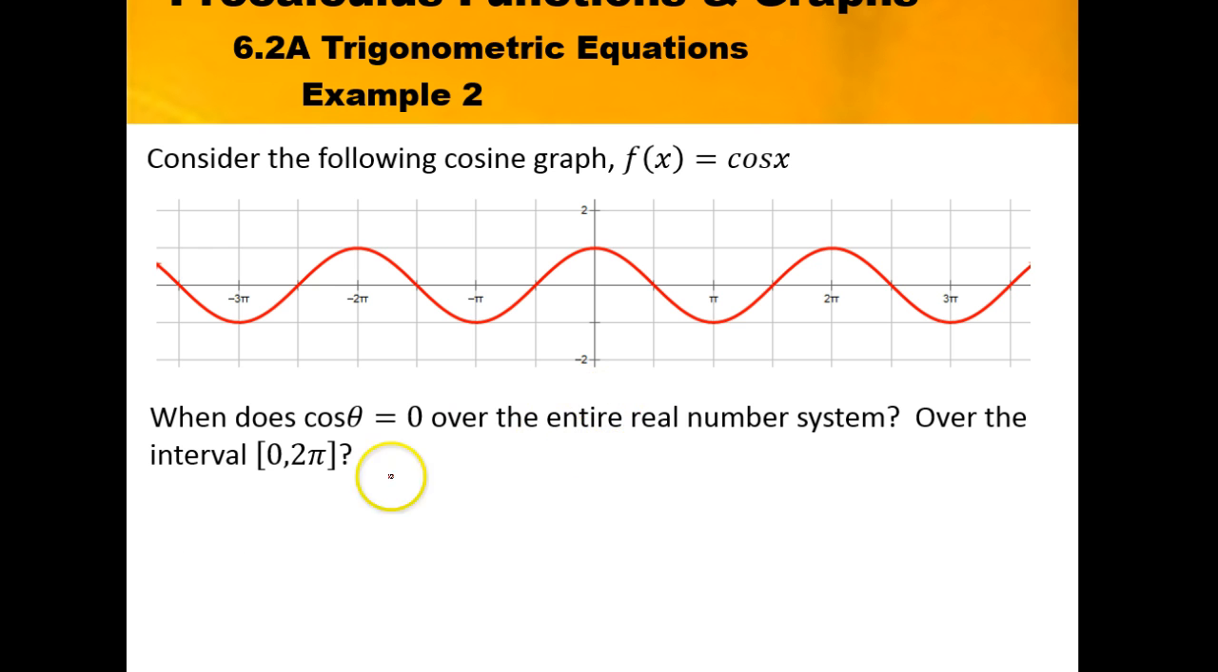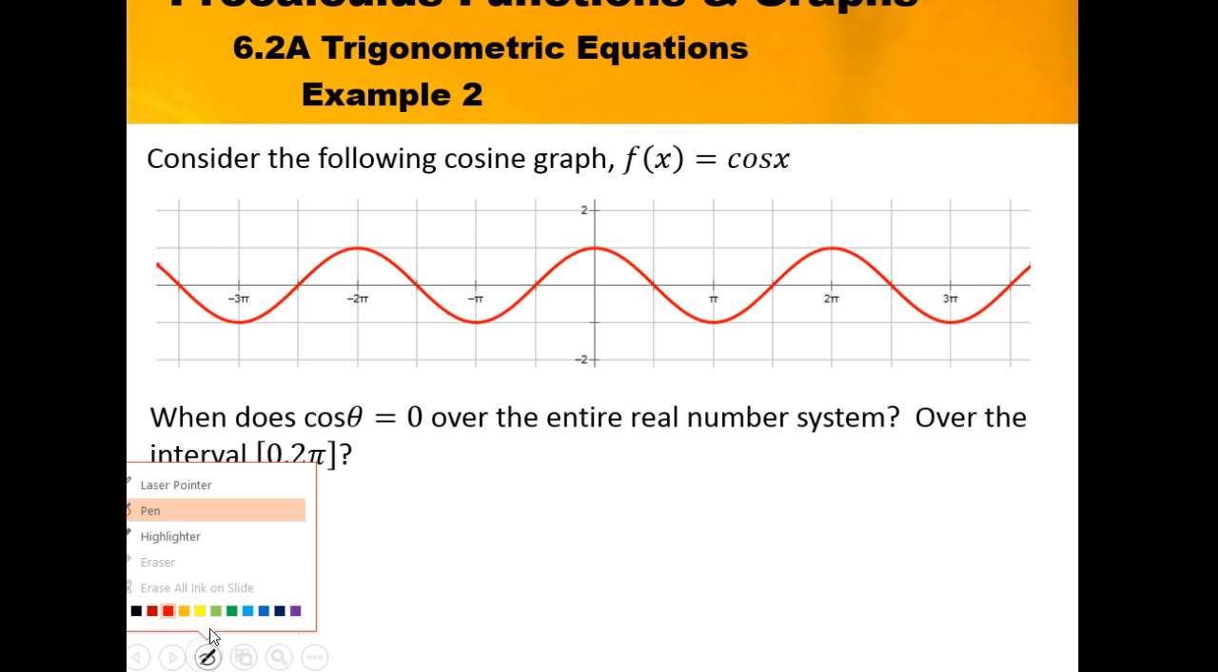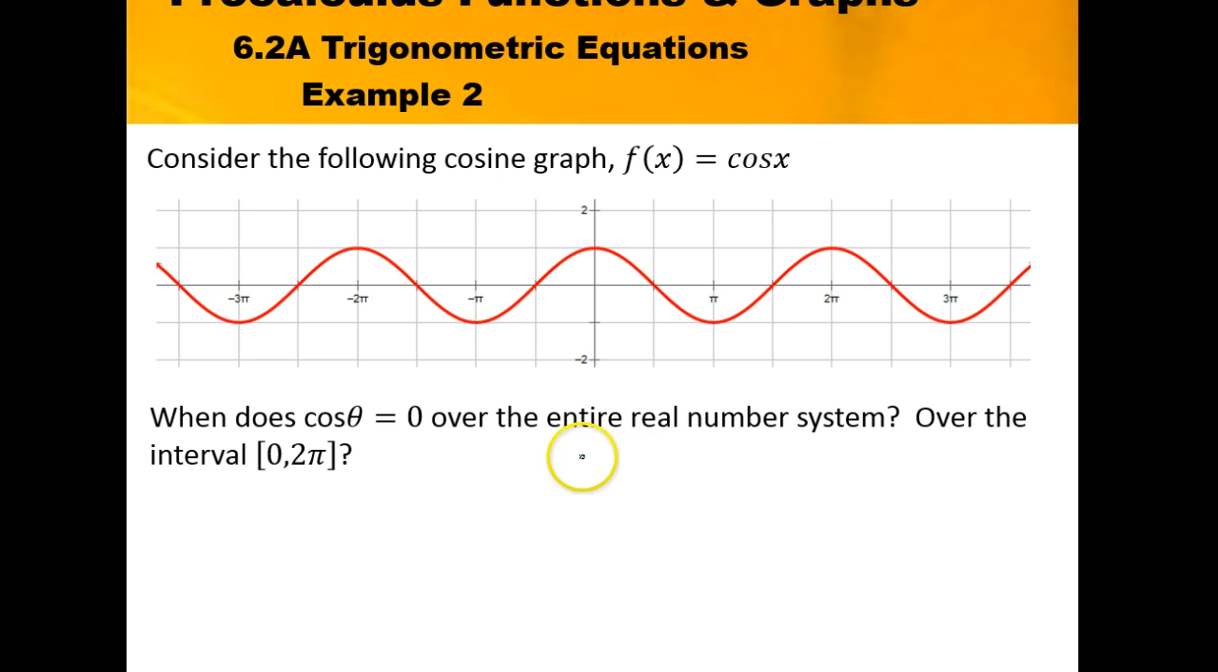So let's look at cosine x, and I'm going to grab a new color because this is a different color graph. It's a red graph. So when does cosine theta equal 0 over the entire real number system and over the interval 0 to 2 pi? Well, for the entire real number system, it looks like it's happening at these half pi's. So again, this is not a very good mathematical terminology, but we've been saying at the half pi's, right? And again, we're going to clean that up in a little bit, but for right now it's at the half pi's.